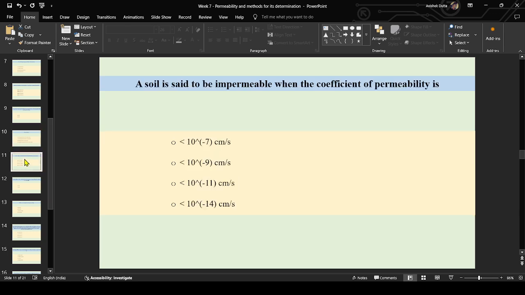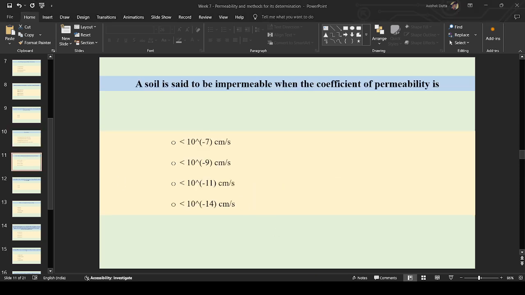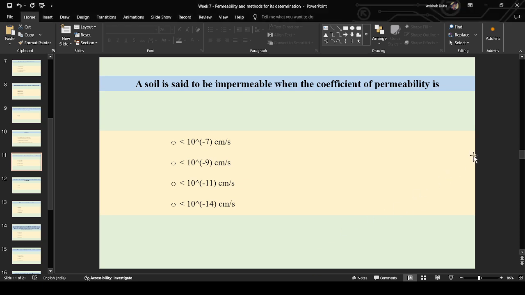Next question. A soil is said to be impermeable when the coefficient of permeability is, first option, less than 10 to the power minus 7 centimeter per second. Second option, less than 10 to the power minus 9 centimeter per second. Third option, less than 10 to the power minus 11 centimeter per second. Last option is less than 10 to the power minus 14 centimeter per second.